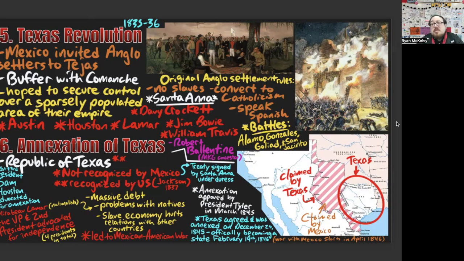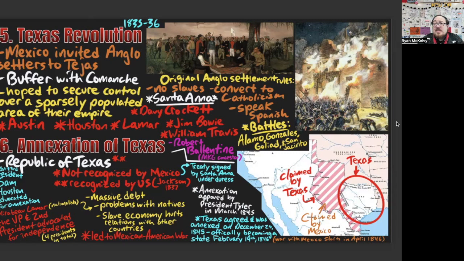Texas believes that the border of Texas is the Rio Grande and extends all the way up into modern day Colorado, which is the area in the map which has the stripes. There's just one problem with this annexation. There's a disagreement between Texas, Mexico, and the United States about what is the border of Texas.